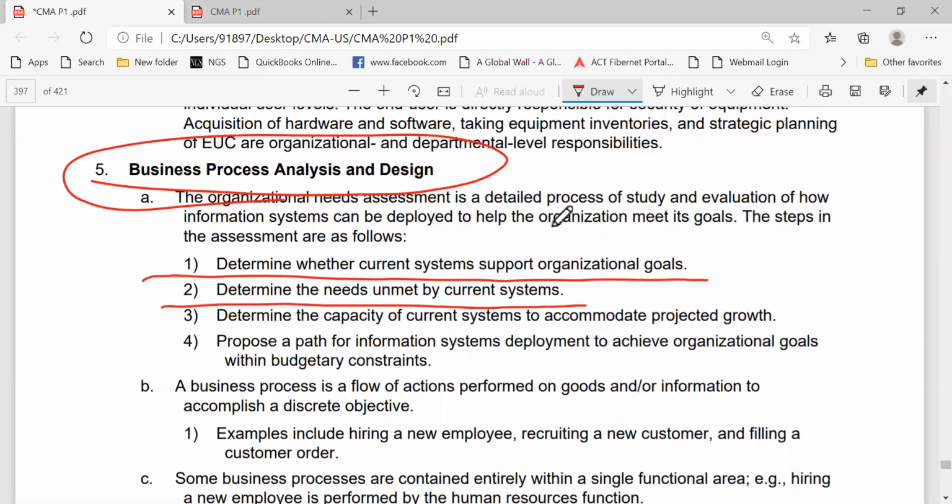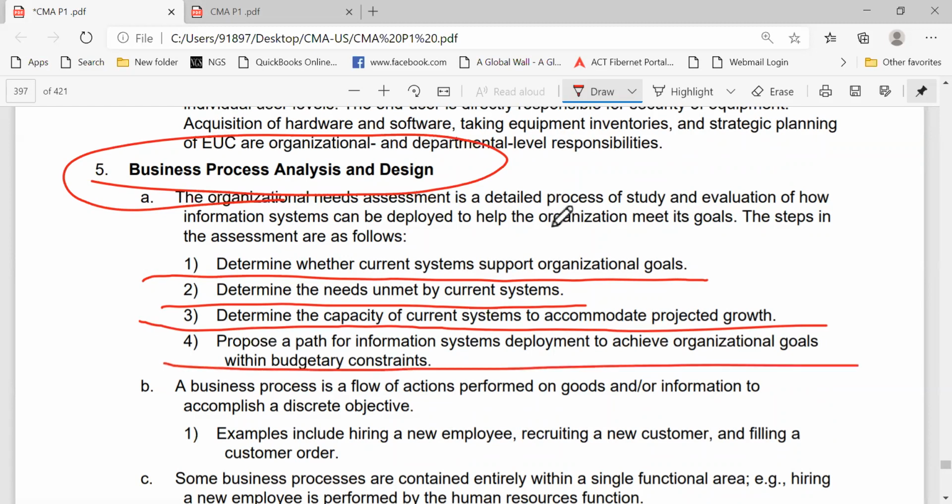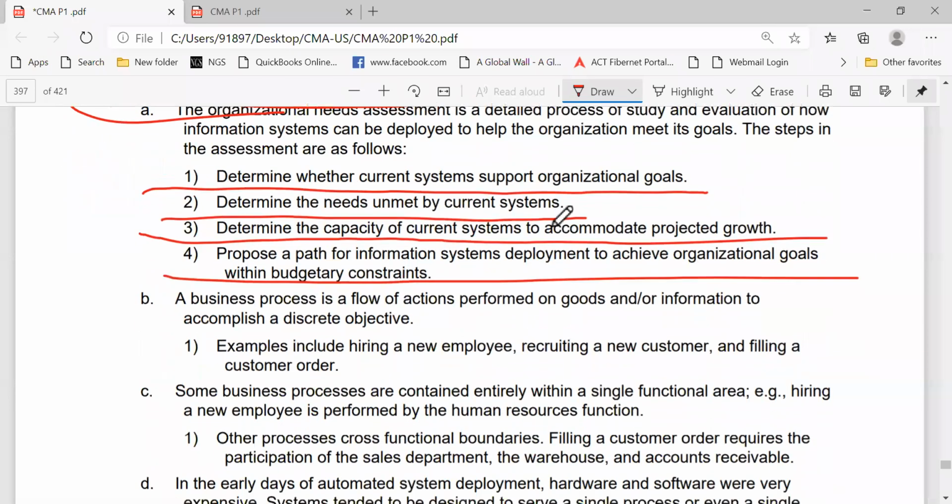Determine the needs unmet by current systems. See, if there is a problem in the current system, then only the new system will come into place. Determine the capacity of current systems to accommodate projected growth. Propose a path for information system deployment to achieve organizational goals within budgetary constraints. It's nothing but, if you have that in the budget, then only you can take it forward. I hope you guys are understanding how this complete process is going on.